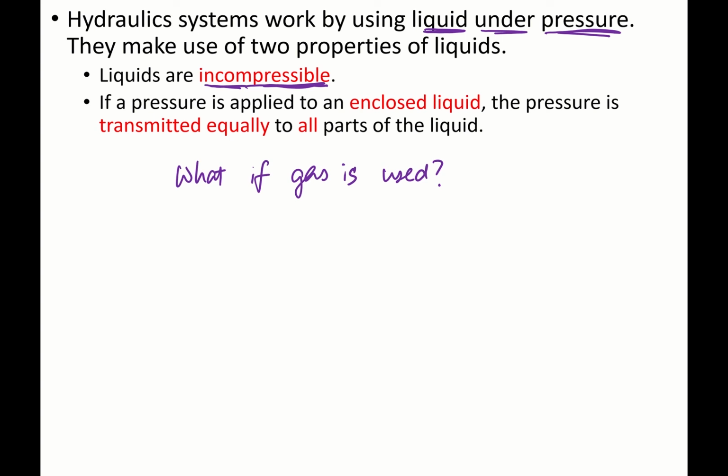And next, the second property of liquid that is preferred is that when a pressure is applied to an enclosed liquid, the pressure is transmitted equally to all parts of the liquid. This is a very, very important factor when you want to explain how a hydraulic system works. Notice the words: the pressure is transmitted equally to all parts of the liquid. So that means your force can be in any direction, but the pressure will be the same, transmitted equally to all parts of the liquid.